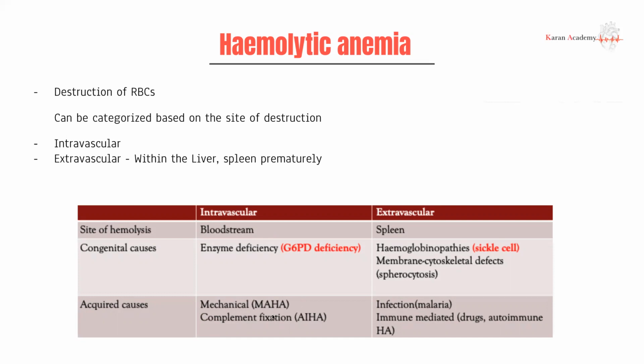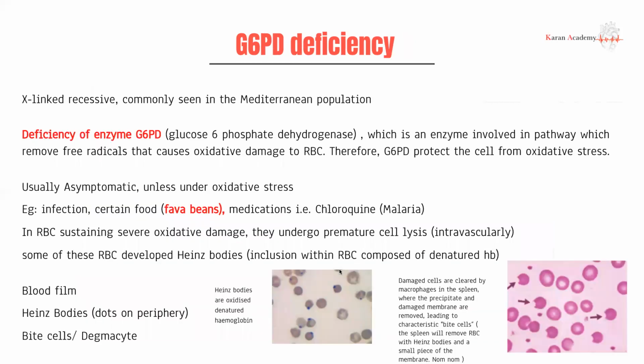And some congenital causes of extravascular hemolysis are sickle cell anemia, as well as things like hereditary spherocytosis. You can also have infections like malaria, but I don't think that's super important. What is G6PD deficiency? It's an X-linked condition affecting mostly Mediterranean populations. You have a deficiency in G6PD.